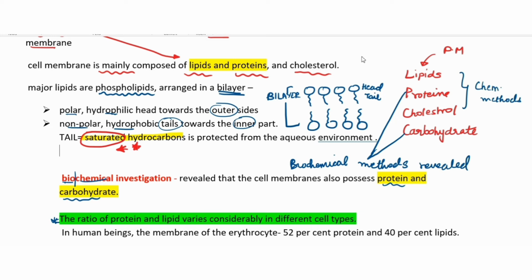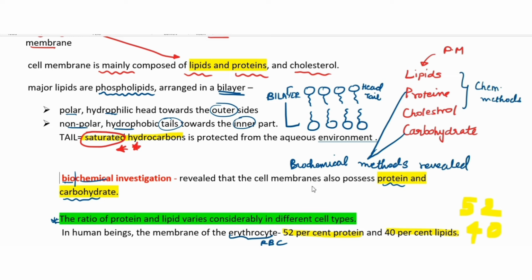Okay. And now you should understand that the ratio of protein and lipid is different in different cells. In RBC, erythrocyte, erythro means red, cyte means cell, red blood cells, protein is 52% and lipids are 40%. So this is an important factual information that you should remember.